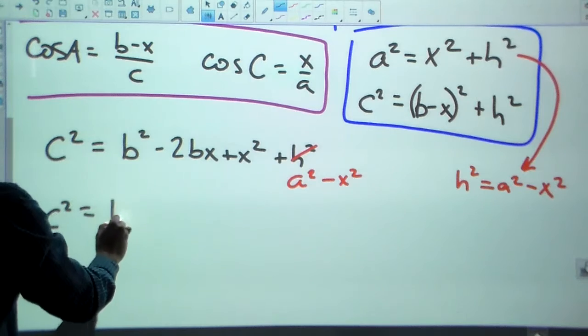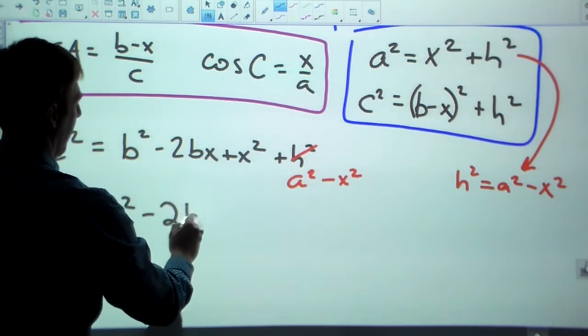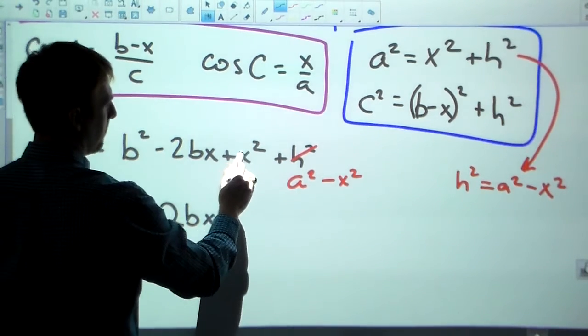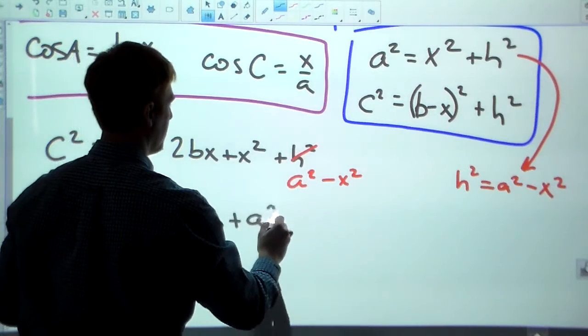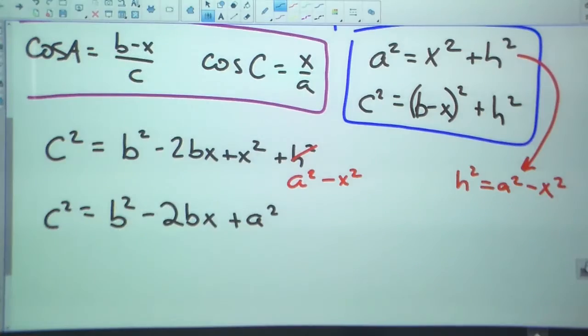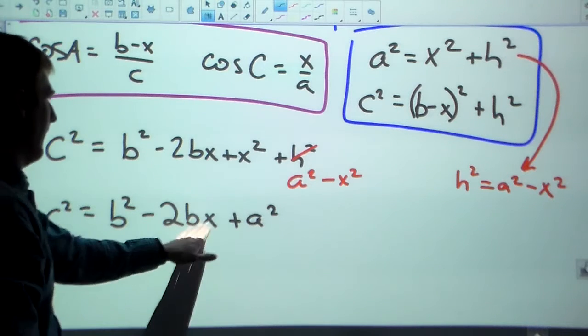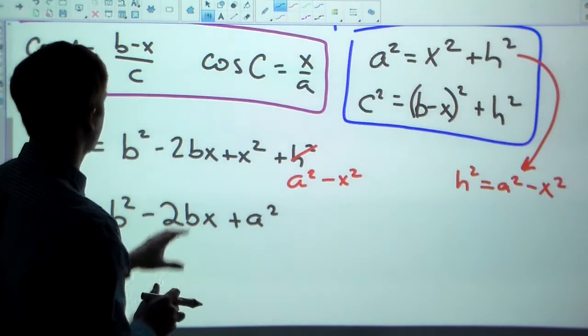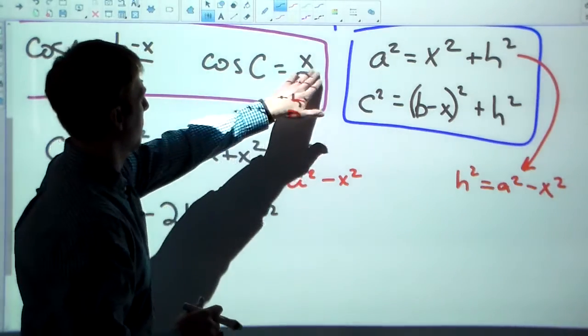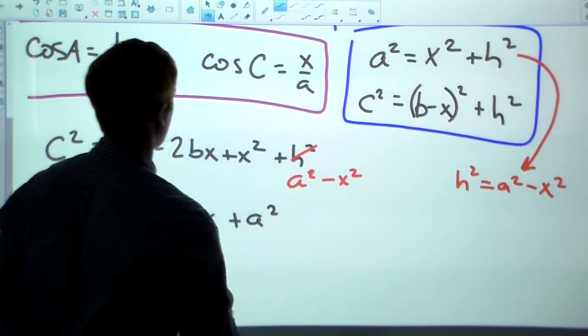So c squared is b squared minus 2bx. This plus x squared, this minus x squared, they cancel out. And then plus a squared at the end. The only thing left that I really don't want is this x. And I would like to see a cosine get involved here somewhere, since it is called the law of cosines. So the thing that's probably the simplest to solve for that involves x would be this one.